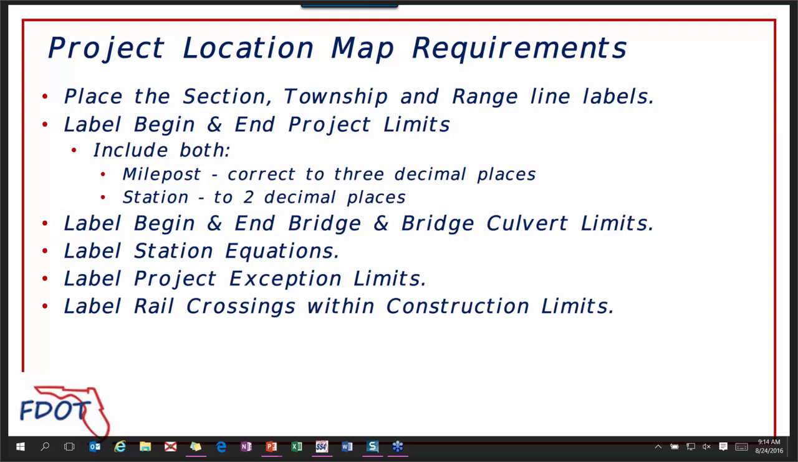I have to label the begin and end of my project limits, and in that label I have to label the mileposts to 3 decimal places and the stationing to 2 decimal places. I have to also label any bridges, bridge culverts with the begin and end stations, any station equations that I have on the project. I need to label those, project exceptions, and any rail crossings within the construction limits.